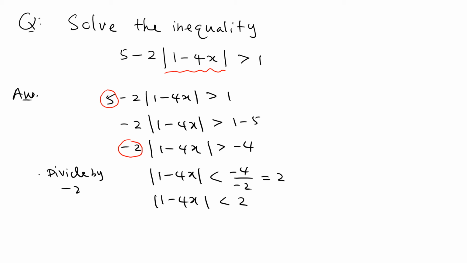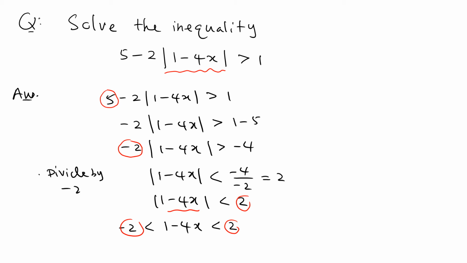Now according to theory, we have an absolute value function which is less than 2. That means the function inside the absolute value has to be between two numbers. What are those two numbers? Less than 2 and greater than negative 2. So negative 2 less than 1 minus 4x less than 2. That means it has to be between the positive and the negative of that number. Now we need to simplify this.